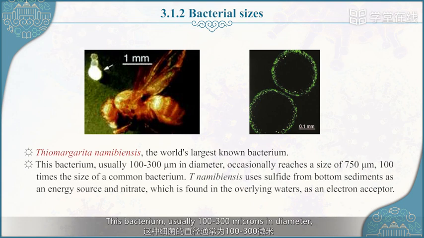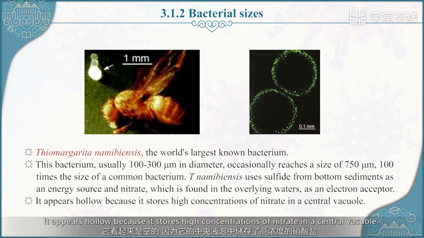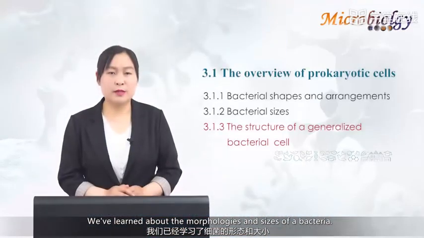This bacterium, usually 100 to 300 microns in diameter, occasionally reaches a size of 750 microns, 100 times the size of common bacteria. Thiomargarita namibiensis uses sulfide from bottom sediments as an energy source and nitrate. It appears hollow because it stores a high concentration of nitrate in a central vacuole. We have learned about the morphologies and sizes of bacteria.